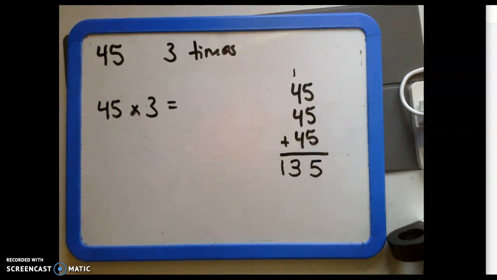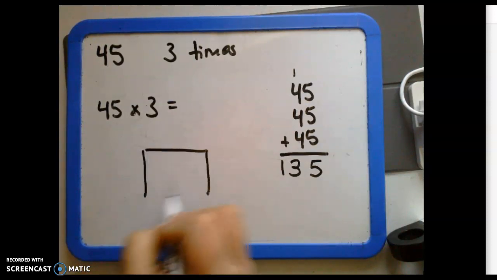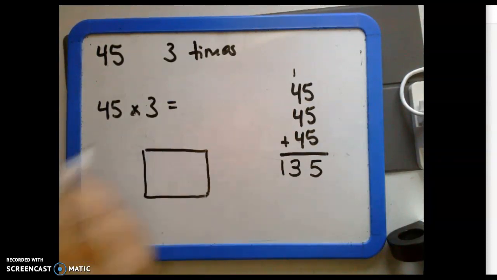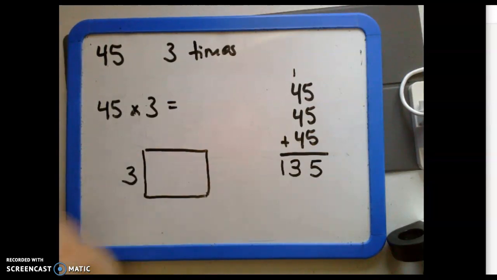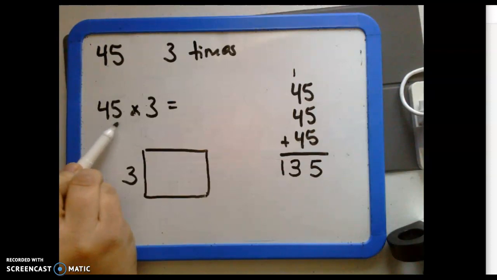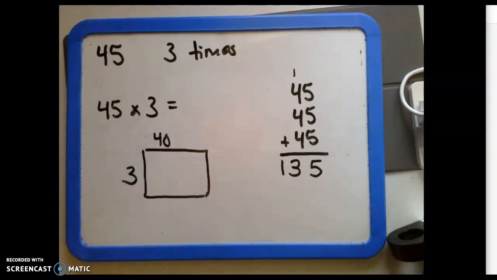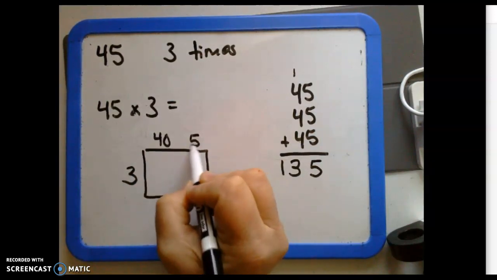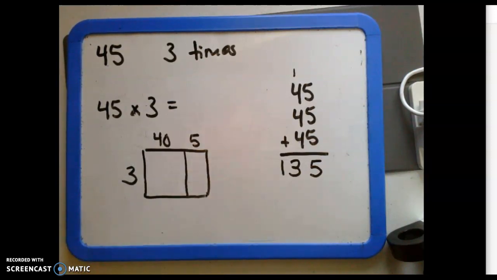Let's do it using our multiplication and our area model. I'm going to draw my model. My 1-digit number I'm multiplying by is 3. And then I have a 2-digit number here. I'm going to put this in expanded form. 4 10s and 5 1s. Okay. Remember our steps. Expand, then we multiply.